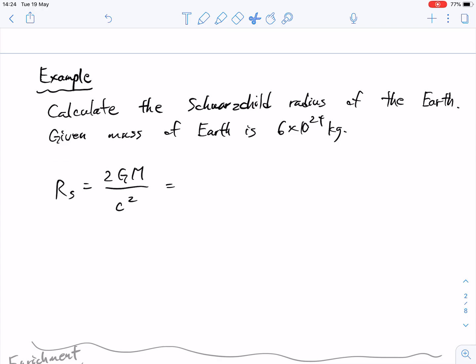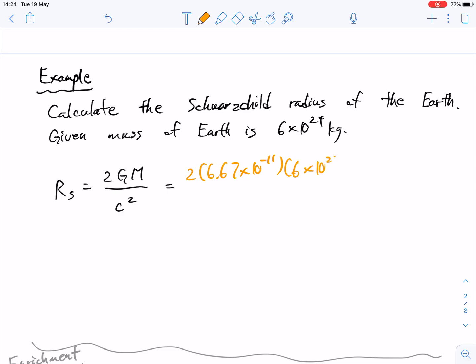So here we want to calculate the Schwarzschild radius of the Earth. Let me just put this down here. So, just straight substitution: 2, times 6.67 times 10 to the minus 11, times the mass of the Earth, 10 to the power of 24, which was given to us already, all over 3 times 10 to the power of 8, the speed of light, squared. If you punch this into your calculator, you'll get about 8.9 times 10 to the minus 3 meters, which roughly translates to 8.9 millimeters.